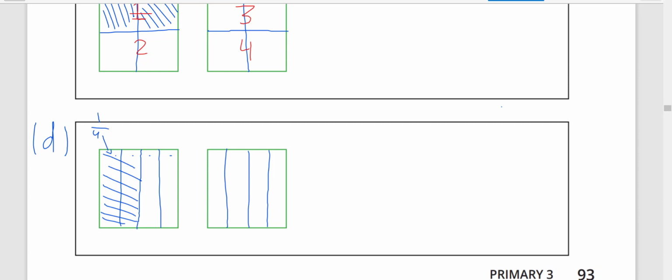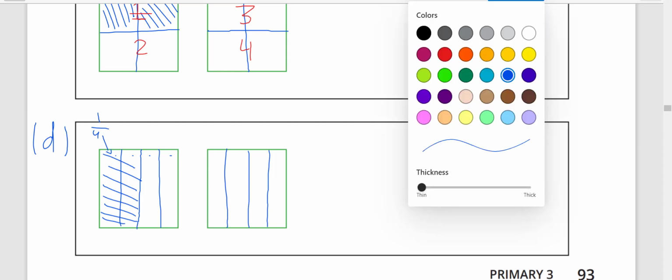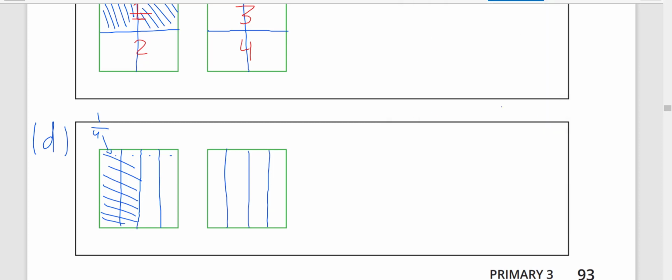This first child takes two parts or two fourths, and the second child, the third child, and the fourth child. Okay?